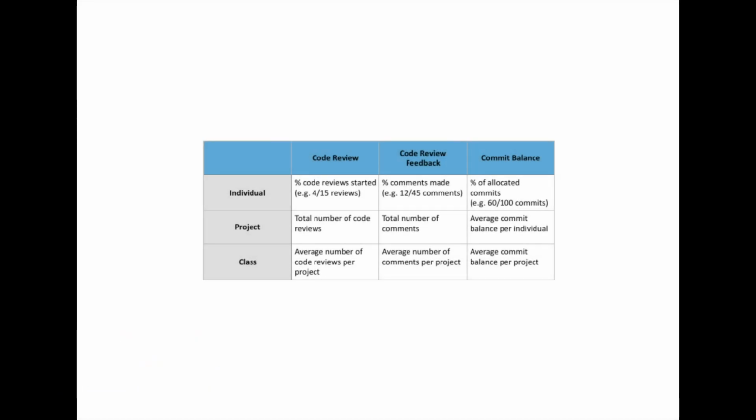At the individual level, each metric is zero-sum to avoid collusion within the team. On the project level, the code review and feedback metric represents the total amount of code reviews and feedbacks, whereas the commit balance is the average commit balance of all team members. On the class level, each metric takes the average across all projects.